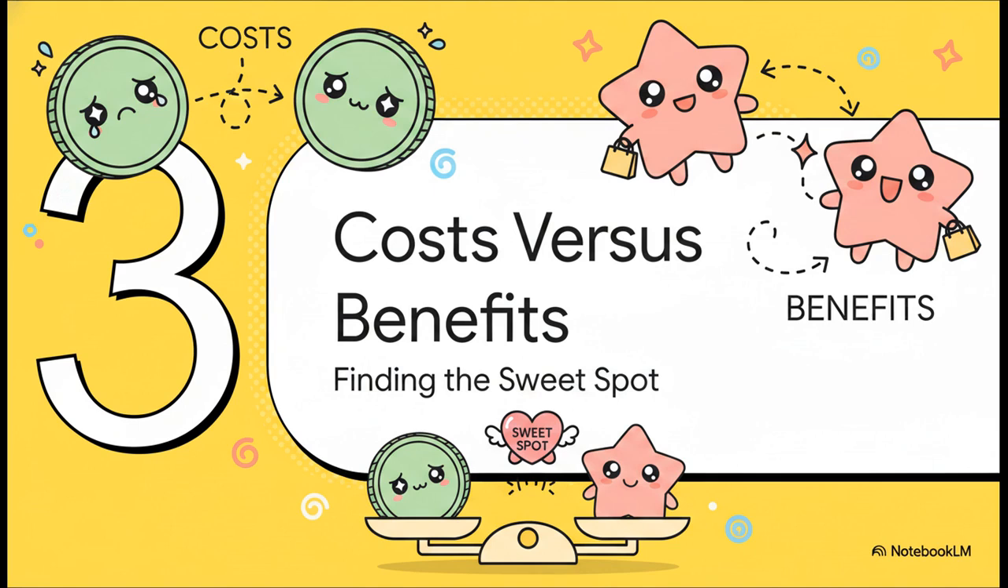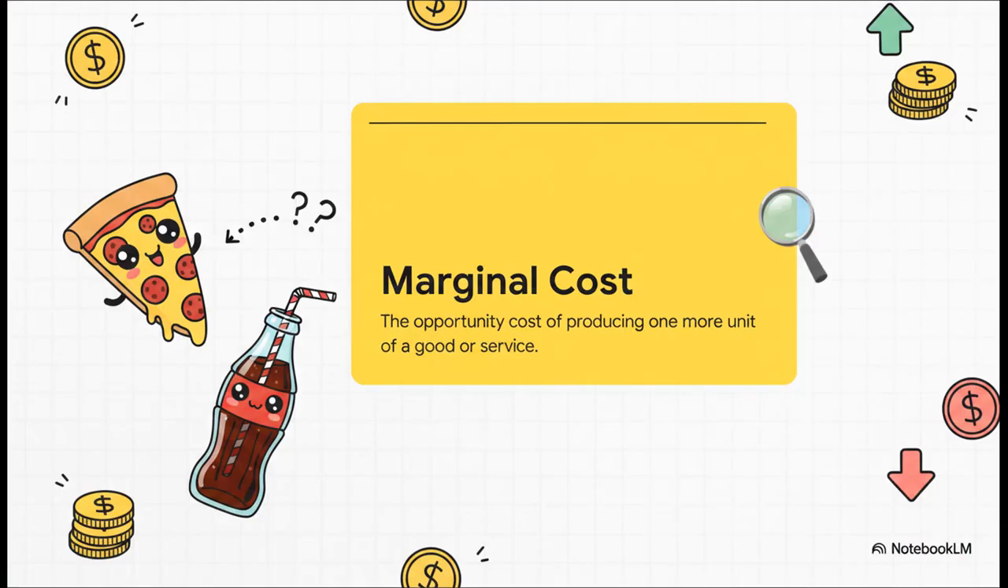See, it's not enough to just be efficient. We need to find the absolute best mix of things for society. And to do that, you have to weigh the costs against the benefits. First, let's look at the cost side with a concept called marginal cost. Now, this isn't the total cost. It's the opportunity cost of making just one more unit. In our case, how much cola do we have to give up to get just one more pizza?